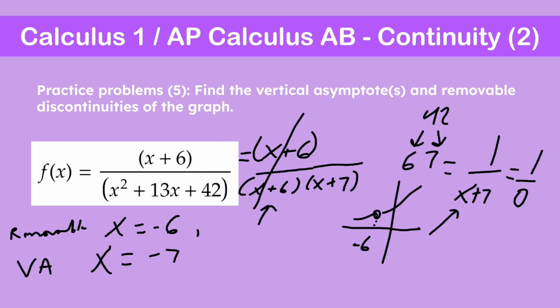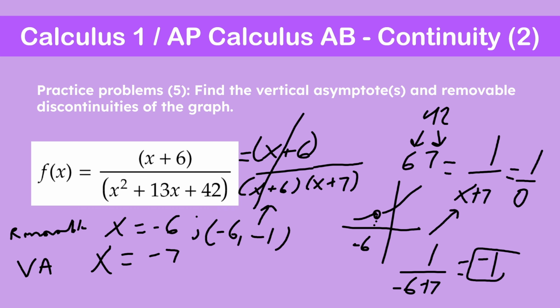But sometimes it asks you for the point. So what we're going to do is plug it into the new function. So we have 1 over x plus 7, or 1 over -6 plus 7, which is just -1. Because you put 1 divided by 1, and that's just 1. So we have the removable discontinuity at x equals -6, or the point -6, 1, and we have a vertical asymptote at x equals -7.